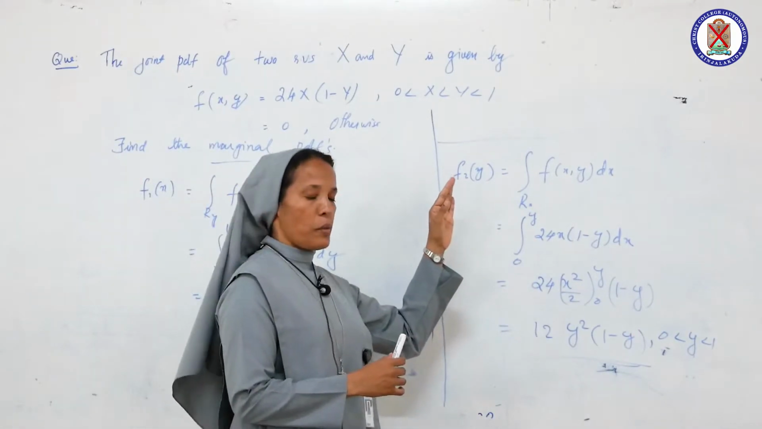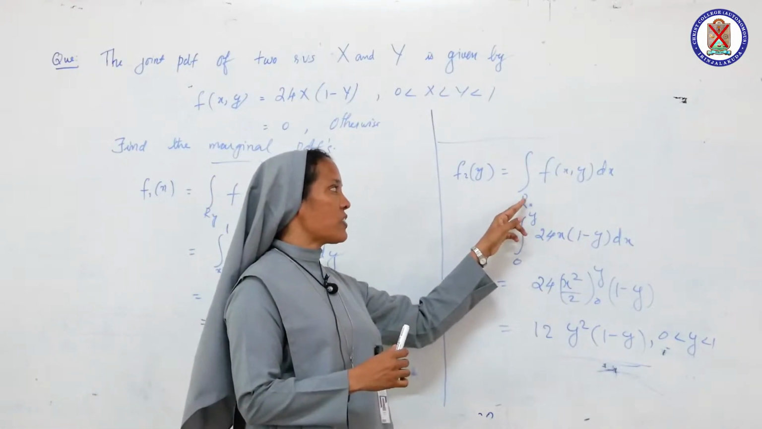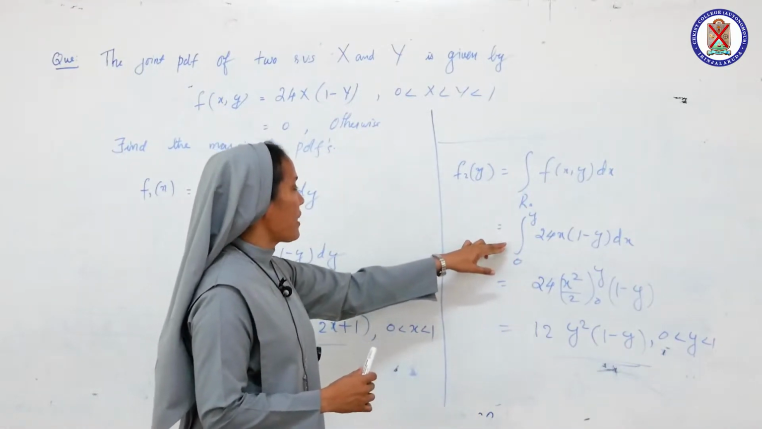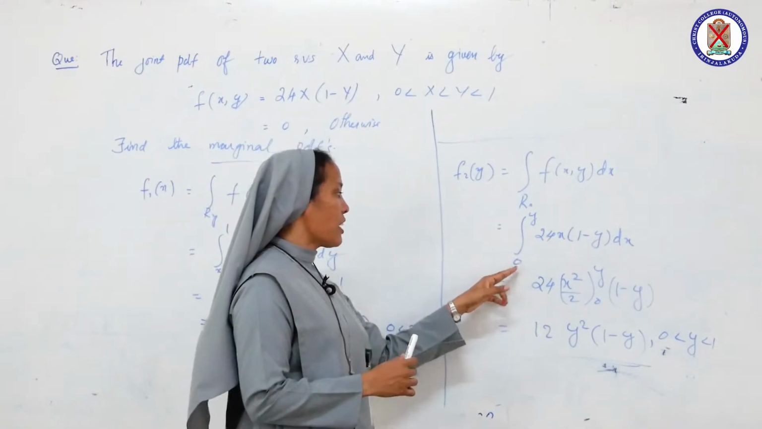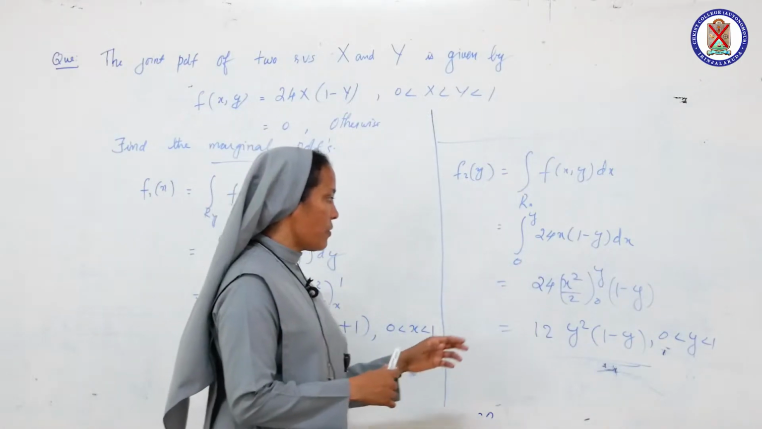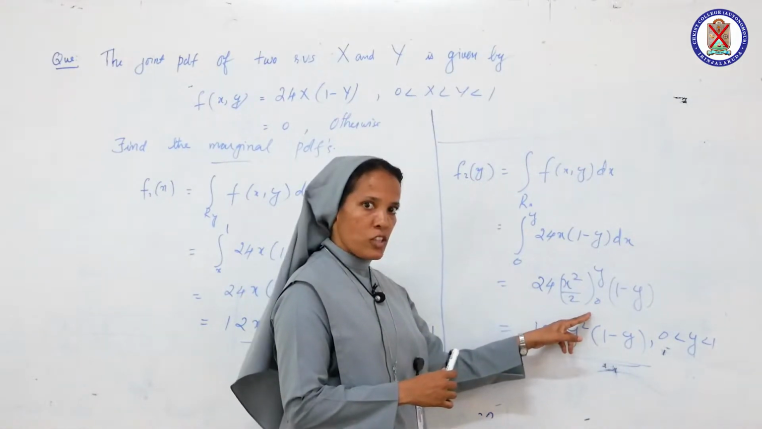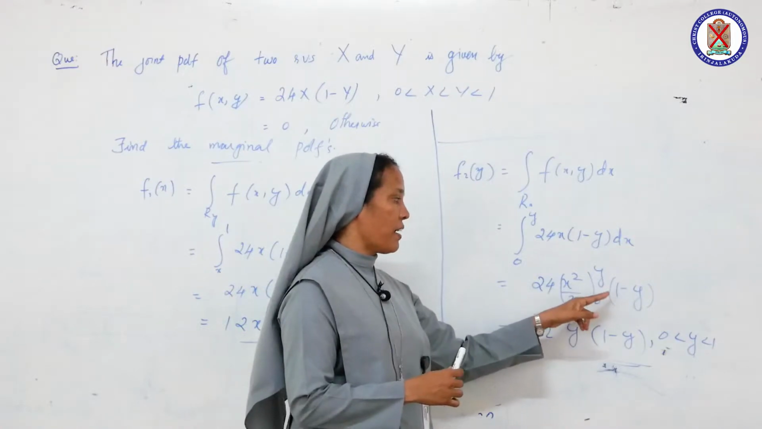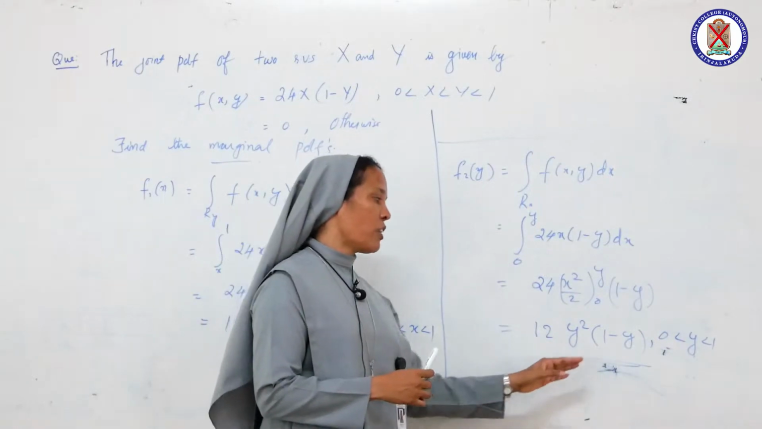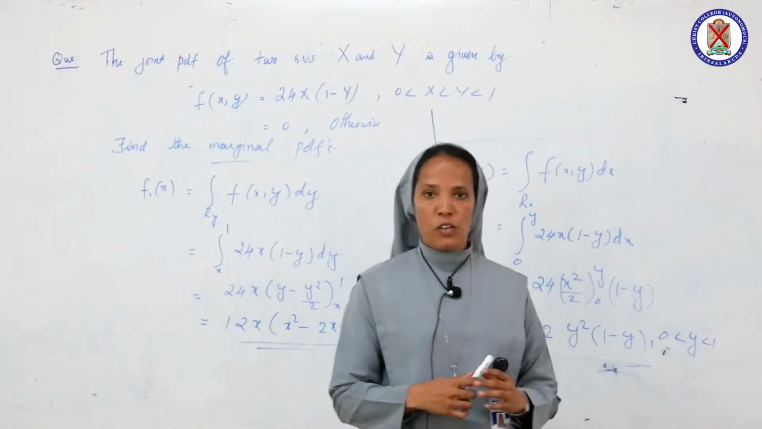Similarly, the marginal density function of y is given as f2(y), which is equal to the integral over the range of variation of x of f(x,y) dx. Here the range of variation of x is 0 to y, that is, the integral from 0 to y of 24x(1 - y) dx. On integrating with respect to x, we have 24[x²/2] over the range 0 to y, into (1 - y). On simplification, we have 12y²(1 - y), where the range of variation of y is 0 < y < 1.